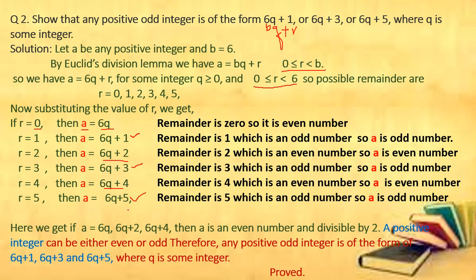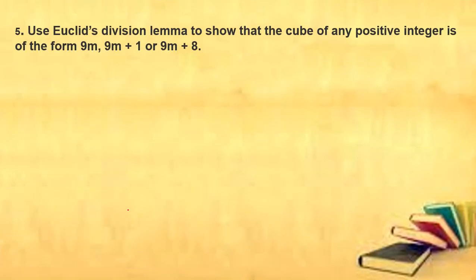Now in the same way we have to find one more formation for question number 5, which says: use Euclid's division lemma to show that the cube of any positive integer is of the form 9m, 9m plus 1 or 9m plus 8. Here we have to find the cube of any positive integer. It is not asking for a positive odd or positive even integer, only a positive integer, and its cube may be in the form 9m, 9m plus 1 or 9m plus 8.